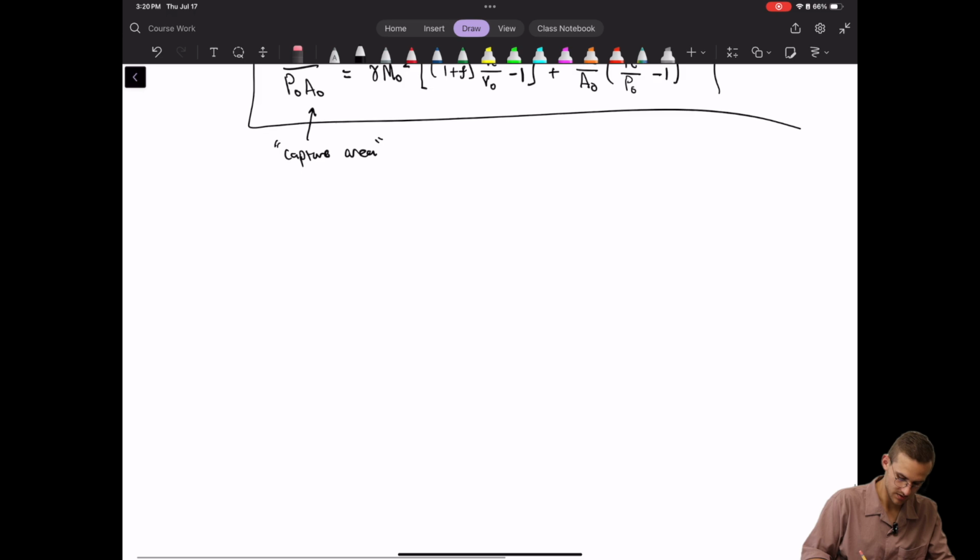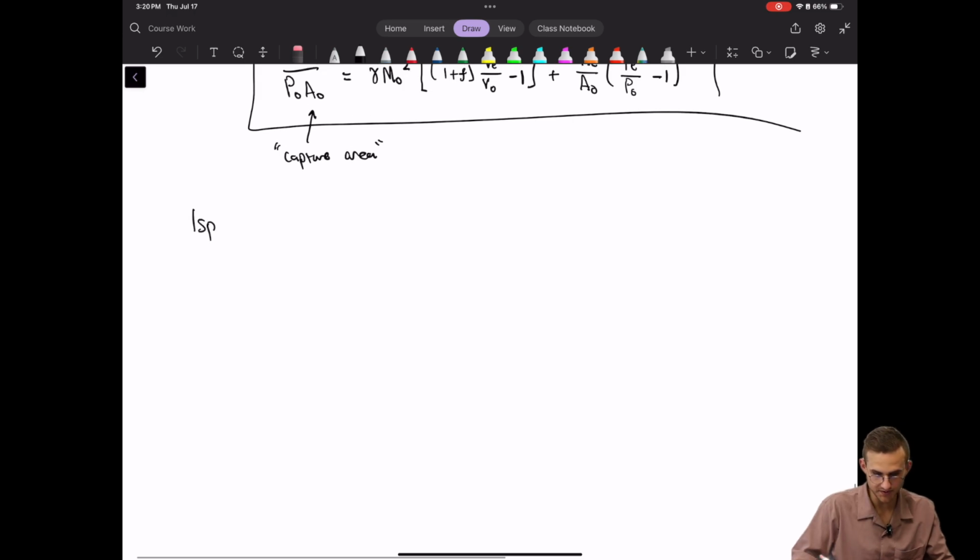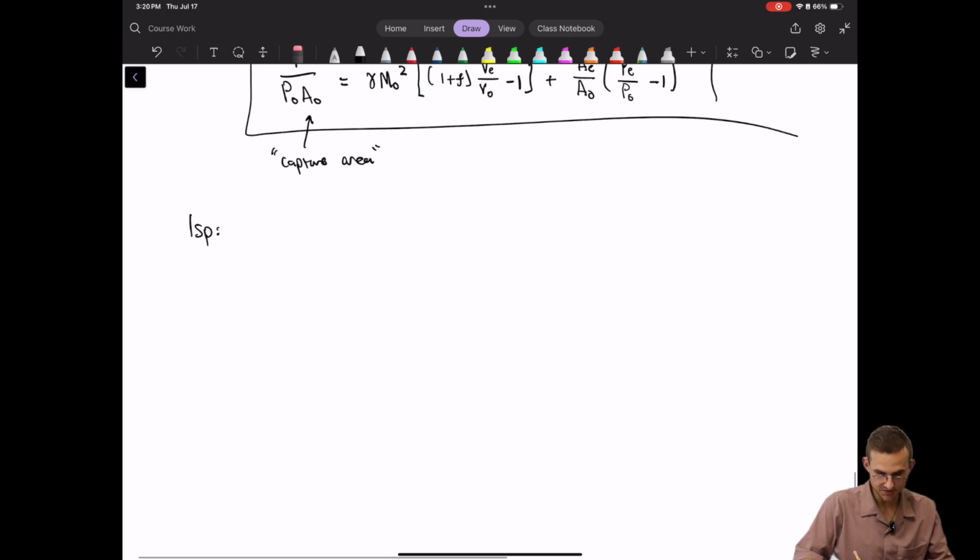ISP, or specific impulse, is usually expressed non-dimensionalized in the following way, where you have ISP G over A naught, A naught being the speed of sound. We can rewrite this as 1 over F times T divided by m dot A naught.